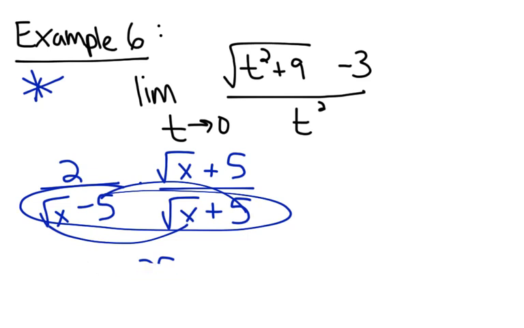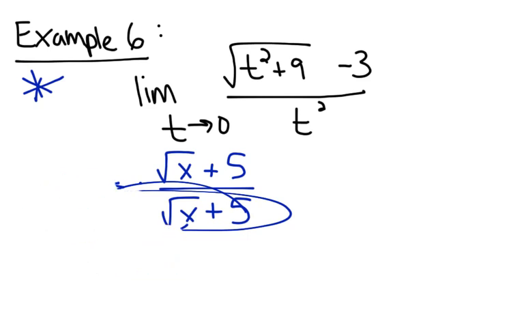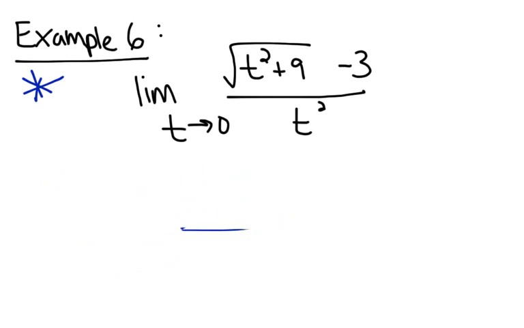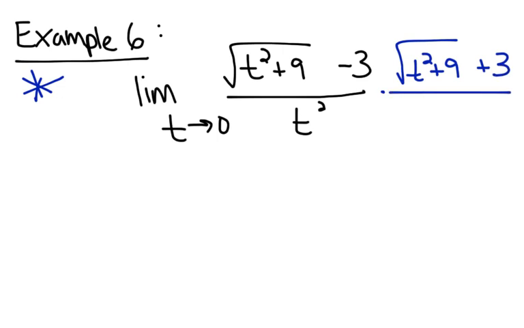Instead of rationalizing the denominator, though, what we're going to do in this problem is rationalize the numerator. That means we're going to multiply by the conjugate of the numerator, and the conjugate of the numerator is going to be the square root of t squared plus 9 plus 3.